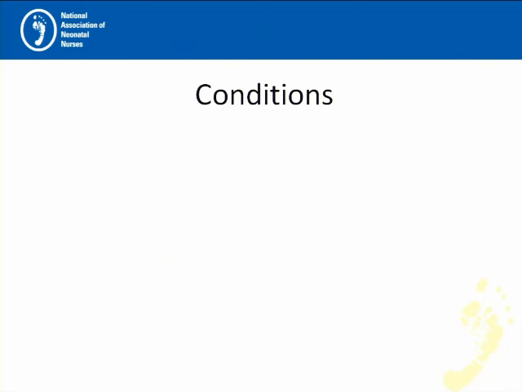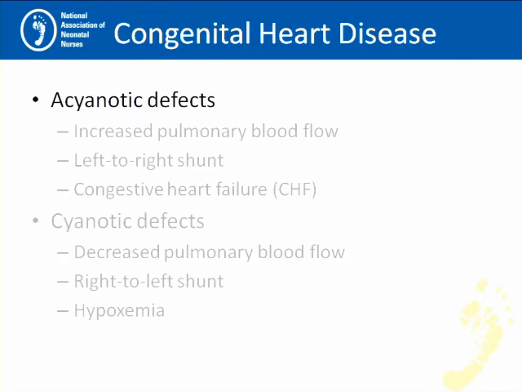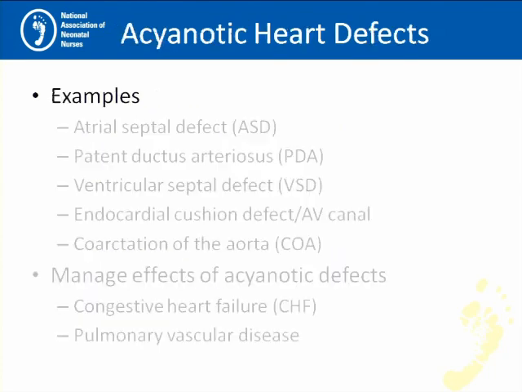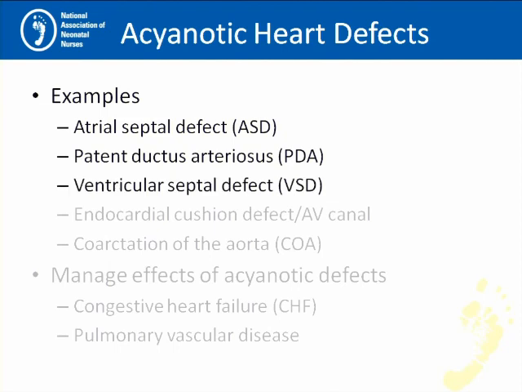Conditions. Identifying acyanotic and cyanotic defects is one way to categorize heart defects. Depending on the condition, the infant may not always fit exactly into these categories. Some defects are mixed and may have components of both categories. Most acyanotic defects increase pulmonary blood flow from a left to right shunt and overload the pulmonary system.